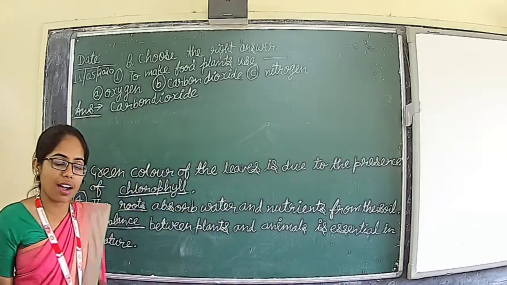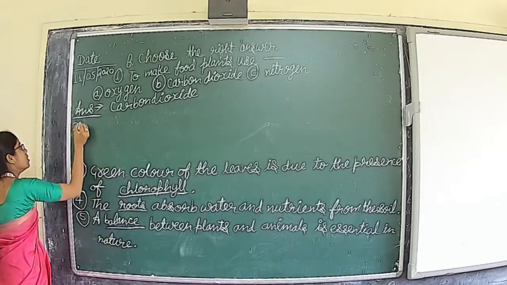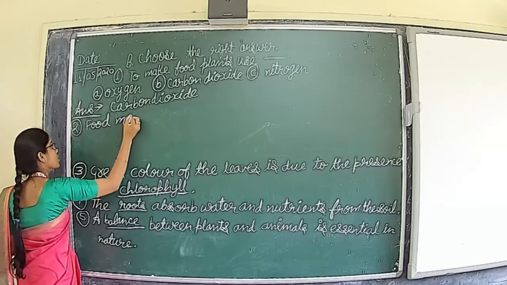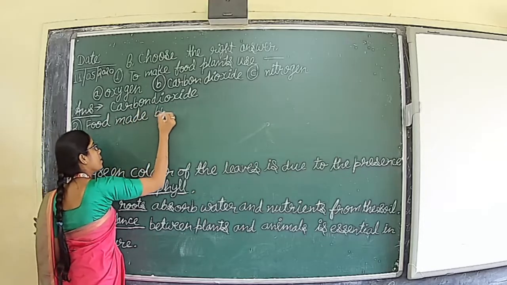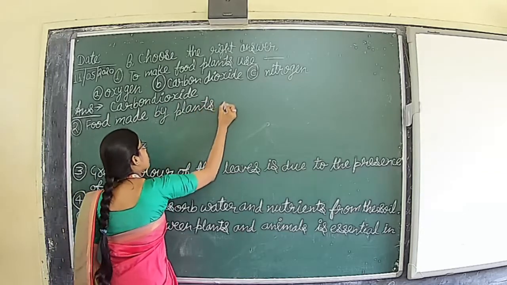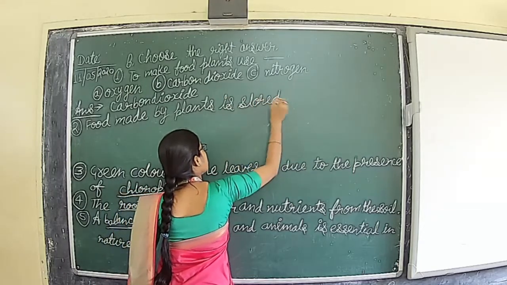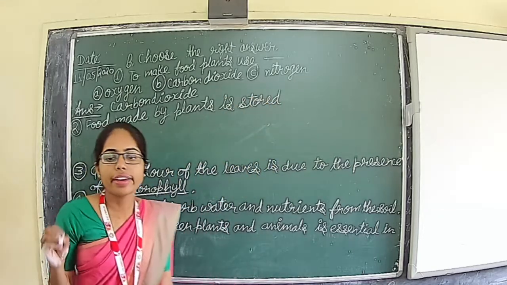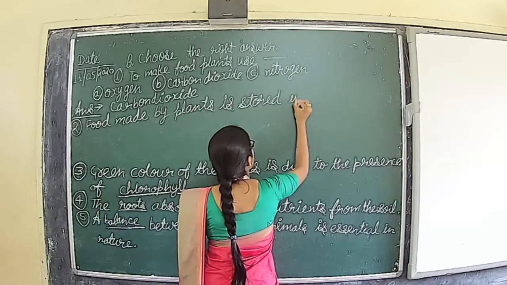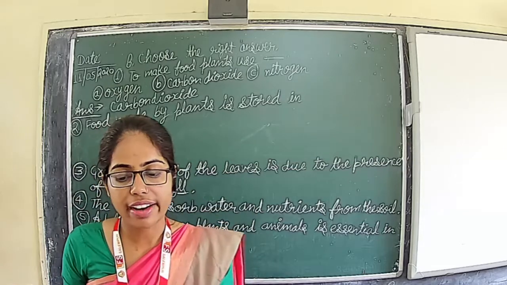Food made by plants is stored in dash given here, but this question does not give any sense. So what we have to write? This is a printing mistake, I think.